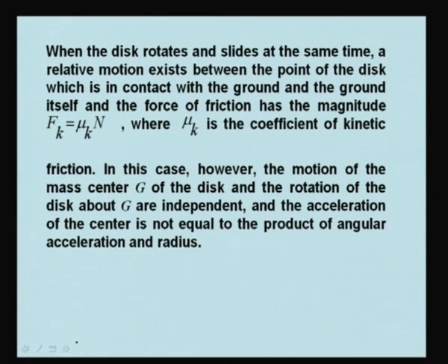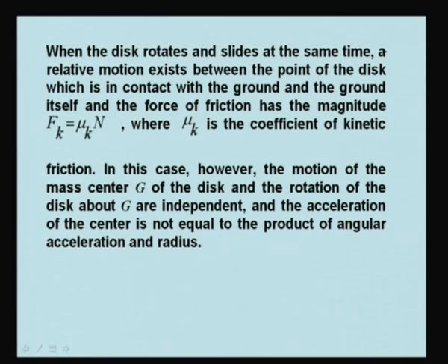Now when the disc rotates and slides at the same time, a relative motion exists between the point of the disc which is in contact with the ground and the ground itself, and the force of friction has the magnitude Fk equal to mu k times N, where mu k is the coefficient of kinetic friction. The coefficient of kinetic friction is usually less than the coefficient of static friction. Sometimes it may be as low as 50% of the coefficient of static friction. In other cases the difference may not be that much, but there is some difference. So you get Fk equal to mu k times N.